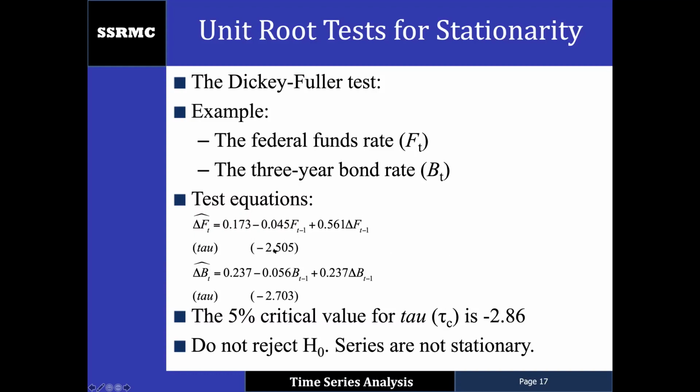So the test statistics are calculated and given on the slide. And for both of them, they are larger than the critical value because the absolute values are smaller. So we do not reject the null hypothesis. Both series are not stationary. Remember, the null hypothesis is rho equals 1 or gamma equals 0. So both of them are non-stationary, which is consistent with the pattern that we saw before in the time series chart.